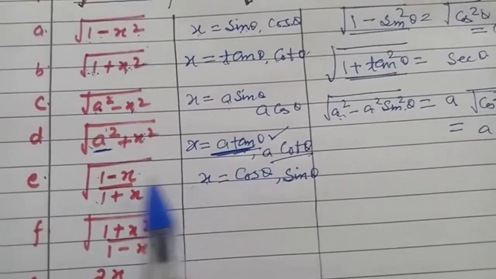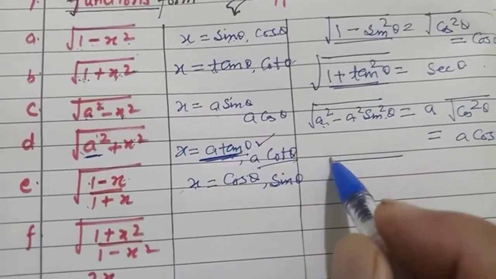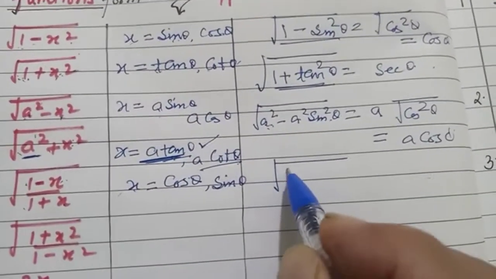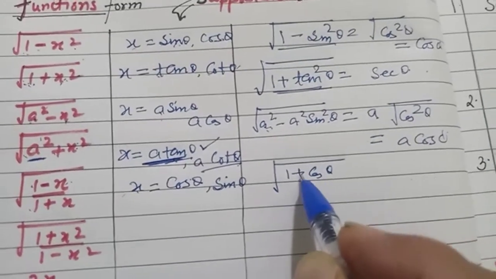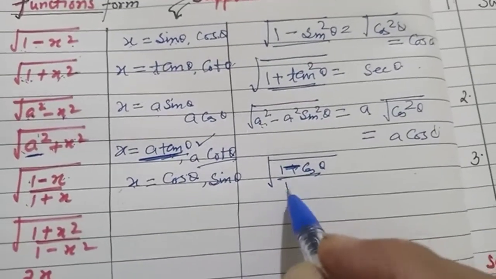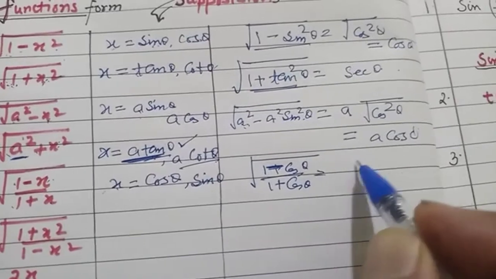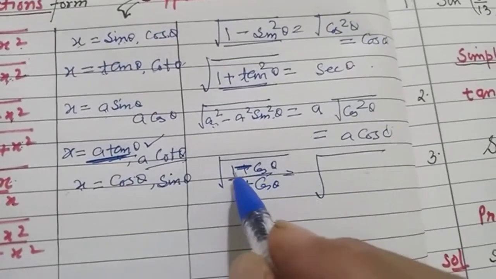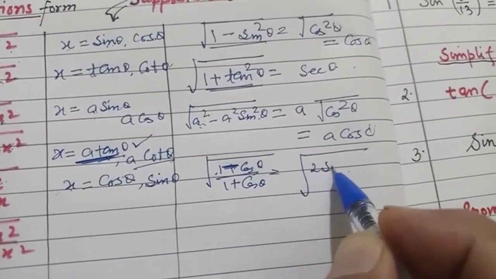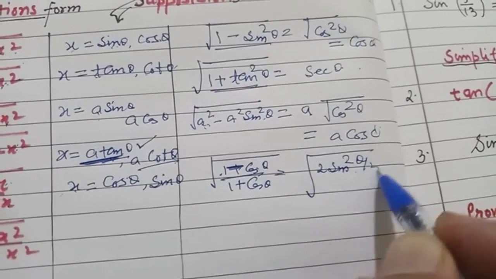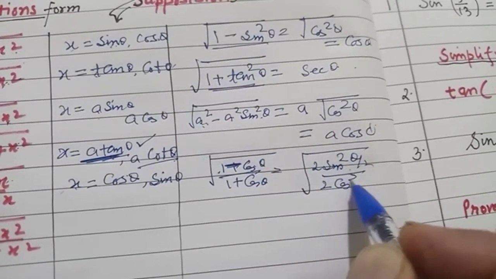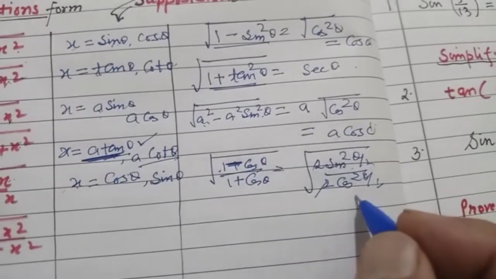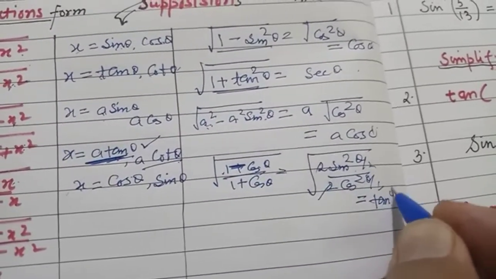If I put cos theta in this case, what is it? Under root, 1 minus cos theta and 1 plus cos theta. You know the formula of 1 minus cos theta. It is 2 sine square, half of the angle. And 1 plus cos theta is 2 cos square, half of the angle. So the answer comes out to be tan theta by 2.